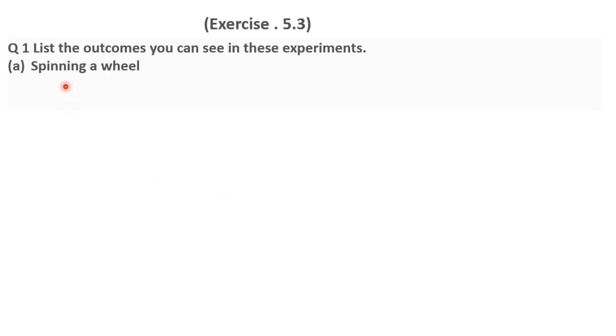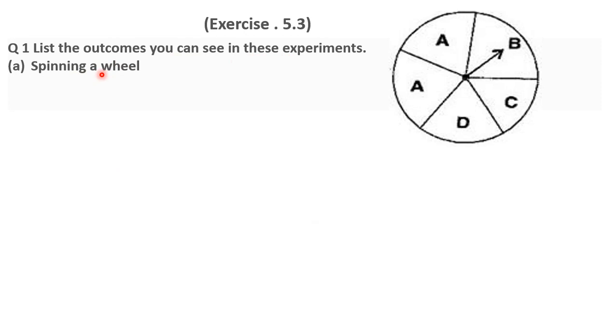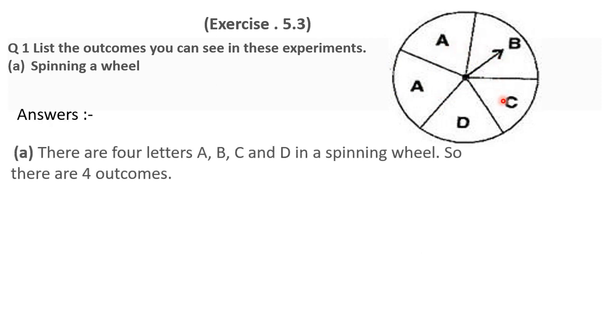So exercise 5.3, question number 1 is: list the outcomes you can see in these experiments. First is a spinning wheel. So here it is a wheel. We have to write how many outcomes are here, as we have A, B, C and D. That is A, B, C, D are 4 outcomes. So we can write there are 4 outcomes.